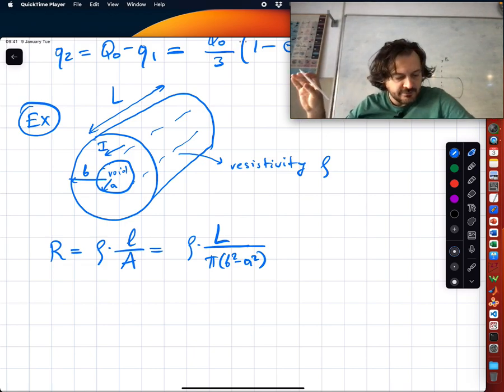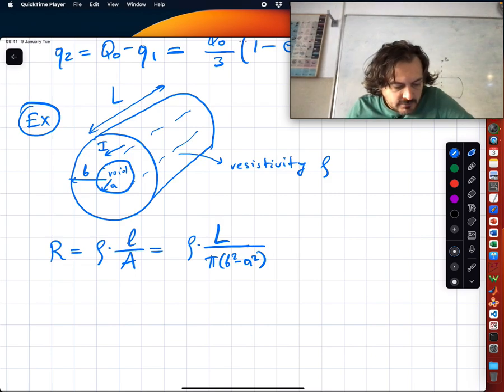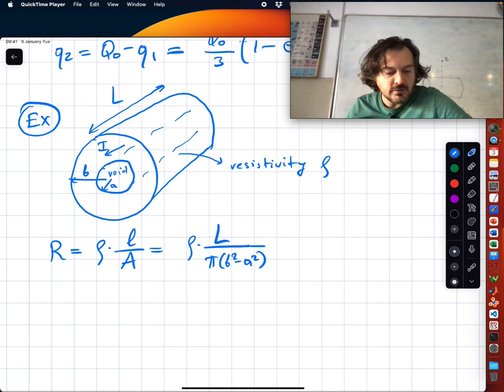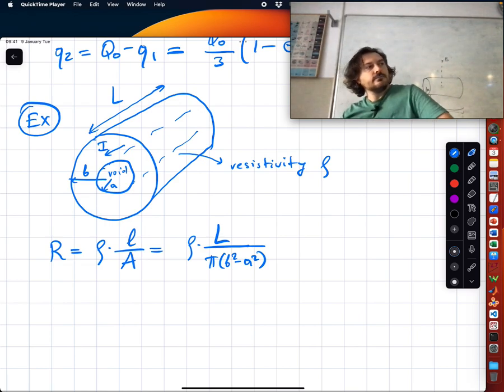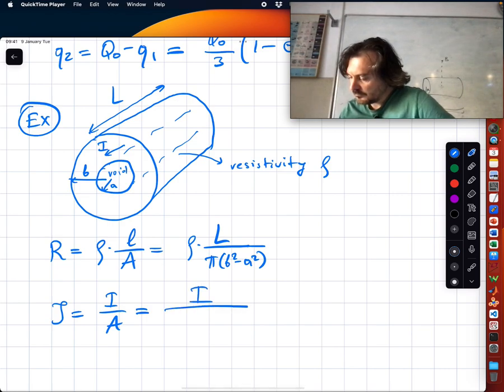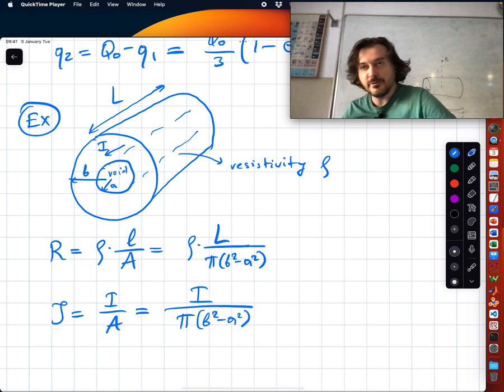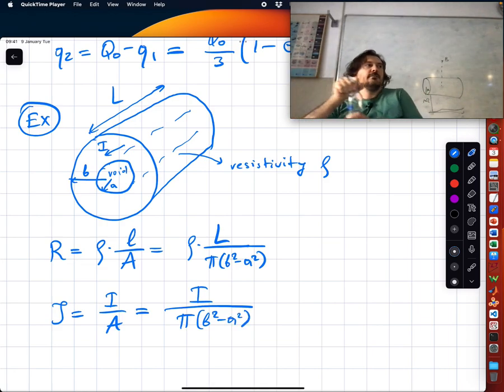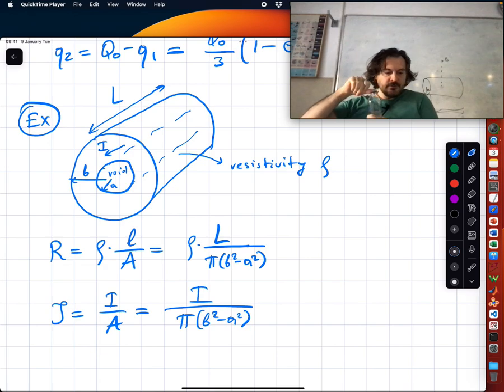That's 5 easy points. Then part B asks, what is the magnitude of J, the current density within the wire? J is I over A. Which is I over, again, pi times b squared minus a squared. Another very easy 5 points. Right? Then comes the 15-point question.